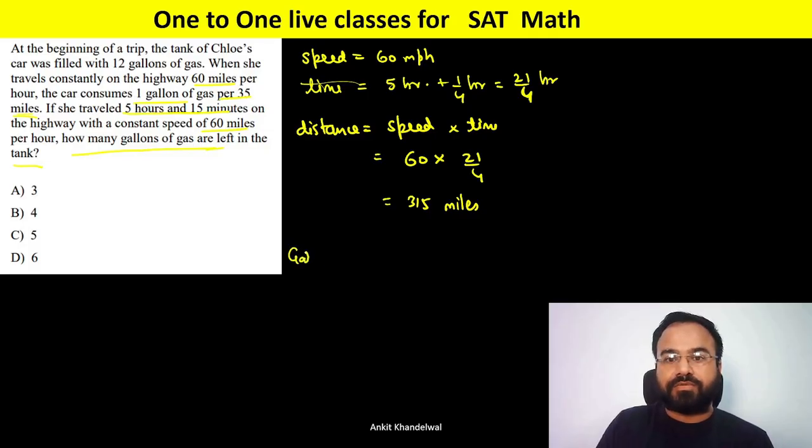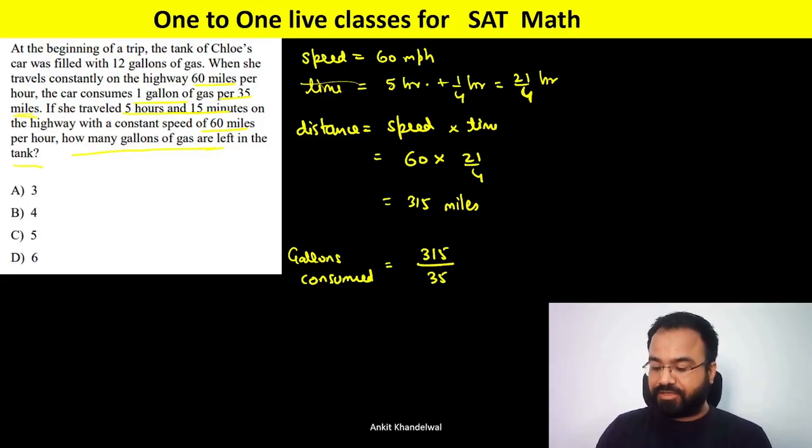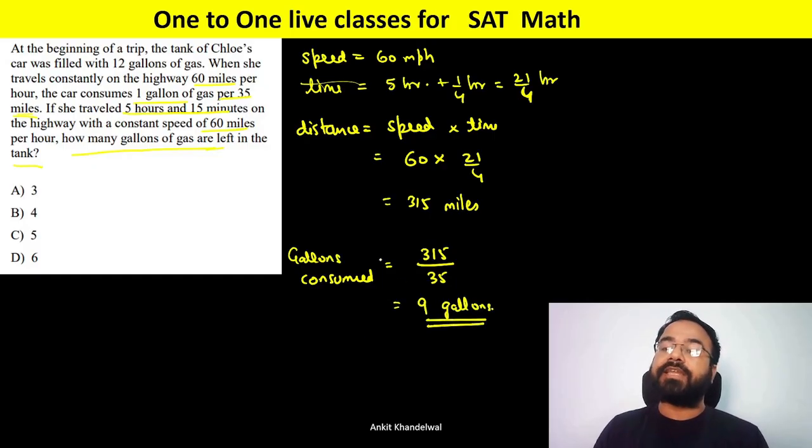So gallons consumed is the total distance divided by the distance per gallon. 1 gallon of gas is consumed in 35 miles. So for every 35 miles it is consuming 1 gallon. So if you divide this by 35, you will get 9 gallons. So 9 gallons it is consuming in total.